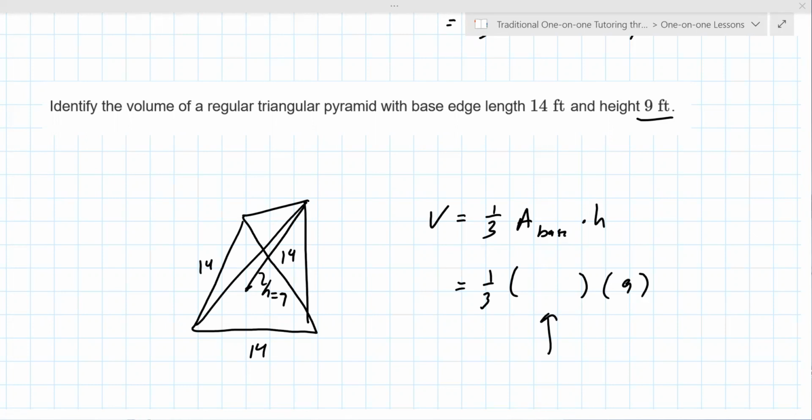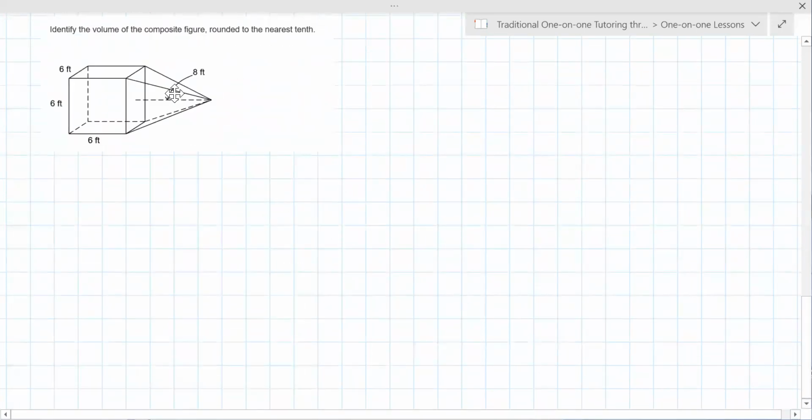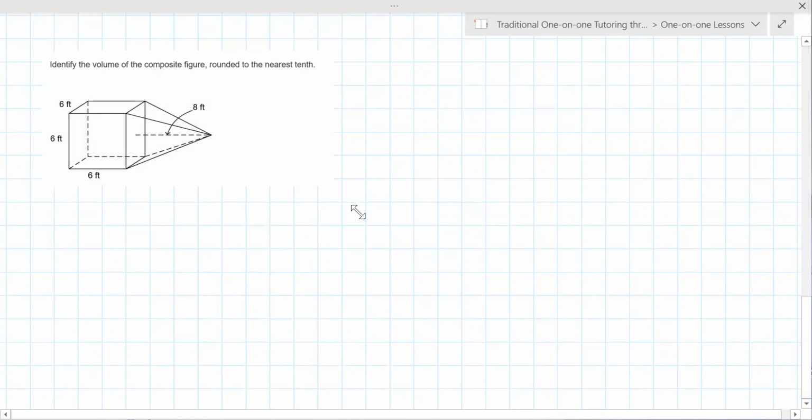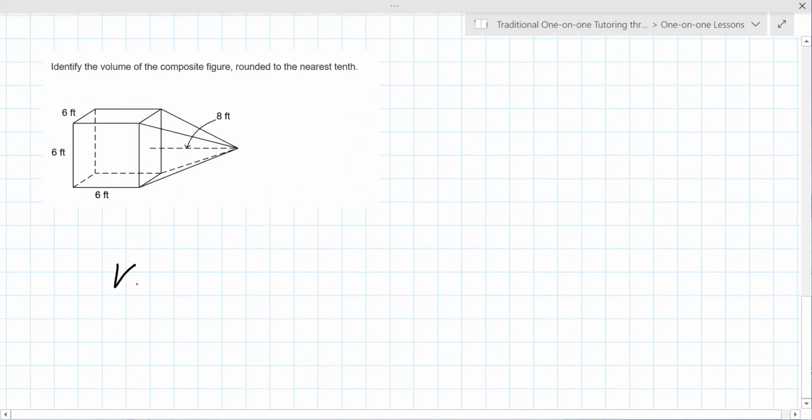The next question is a composite shape. A composite shape means it's like a couple of shapes together. So here, there's a cube. What's the volume of a cube? It is base times height times length. So 6 times 6 times 6. Yes. Okay, and then we need to add to it the volume of the pyramid.